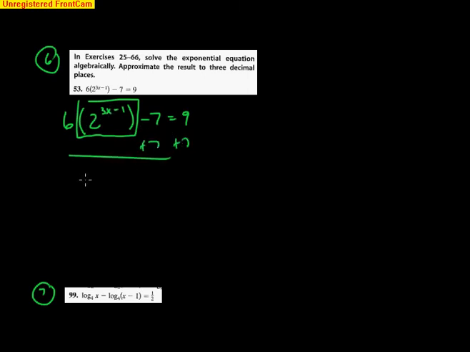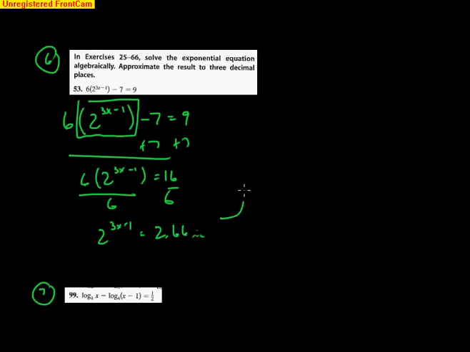Next, solve this exponential equation. So the original equation reads 6 times 2 to the 3x minus 1 power minus 7 equals 9. Okay? This is an exponential equation. We're going to have to use logs. So the first thing I do is try to get this thing by itself, the base and the exponent. So I'm going to add 7, 6, 2 to the 3x minus 1 equals 16. Divide by 6, 2 to the 3x minus 1 equals, and 16 divided by 6 is 2.666 repeated, so just leave it in the calculator.